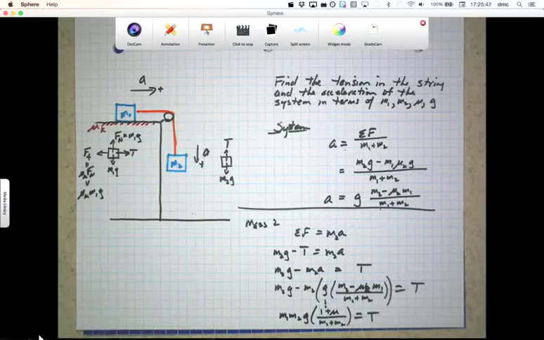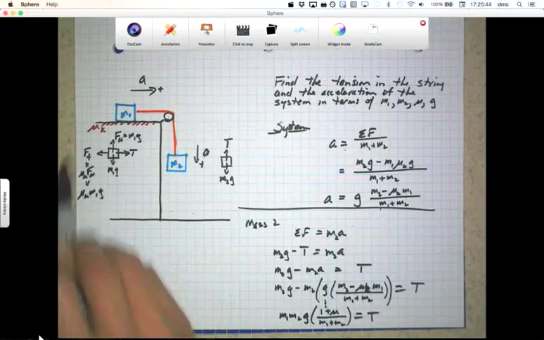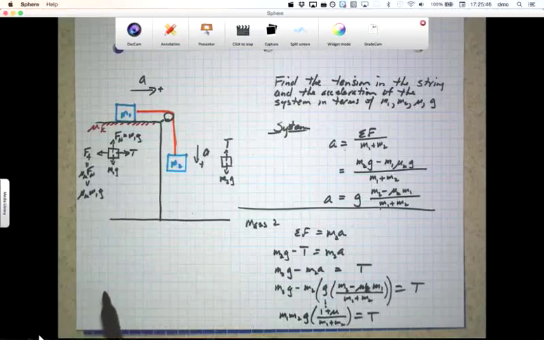And I will leave it to you to work with the mass 1 equation and see that you can indeed get exactly that same answer.